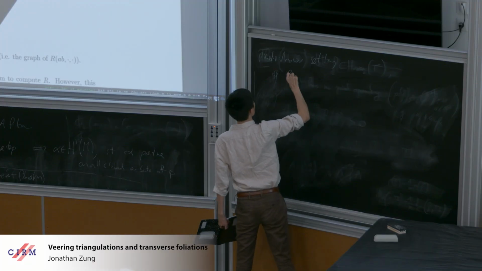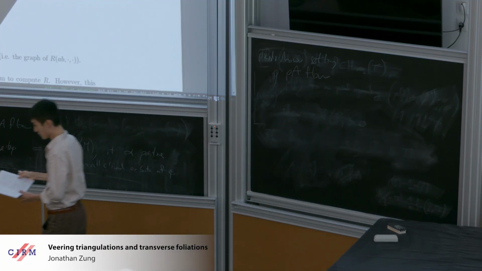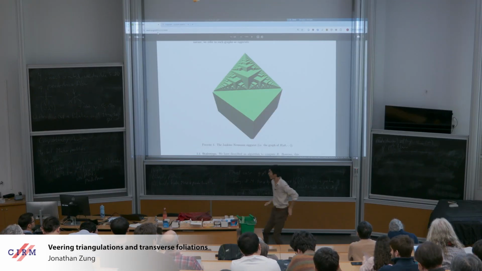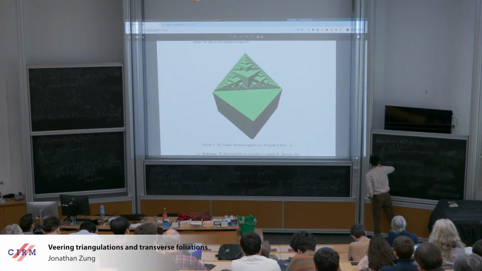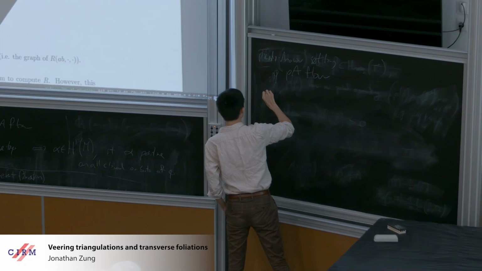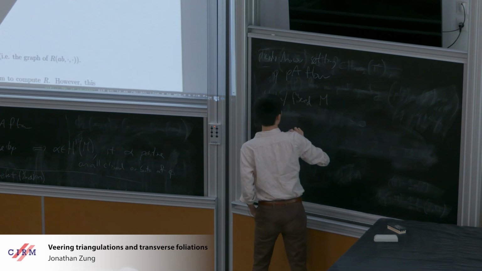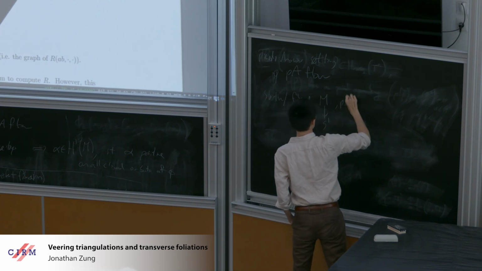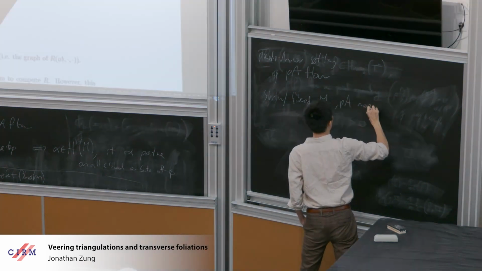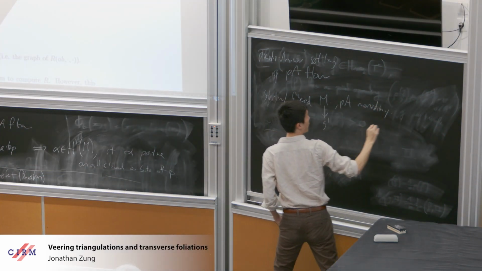Where phi is a pseudo-Anosov flow. Okay. And again, we can make the same sort of setup. So I'm going to start with a fibered 3-manifold, fibering over the circle with pseudo-Anosov monodromy. And phi is going to be the suspension flow.